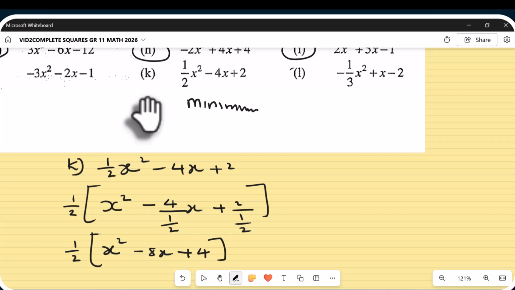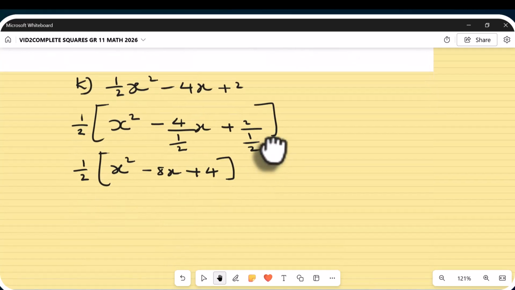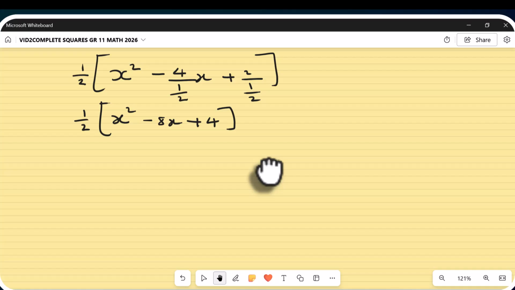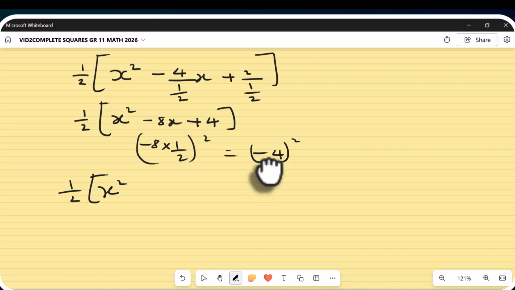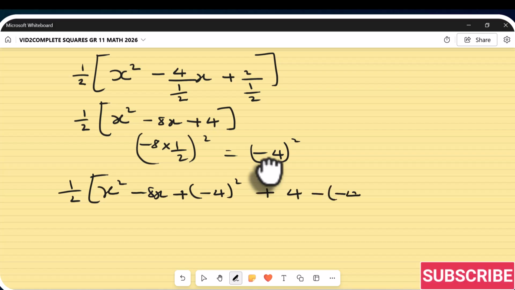So here I'm going to say now 1 over 2 open brackets. Here I have x squared minus 8x then plus negative 4 squared, and then plus 4 here, then minus negative 4 squared as well here. Now here the first three terms give me a complete square, which is x minus 4 bracket squared. Don't forget the 1 over 2 outside here. And then what about here? What is 4 minus 16? I get minus 12.